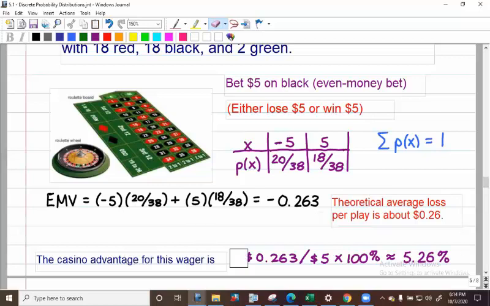I wouldn't ask this on a test or anything, but as a percentage of the $5 bet, you take that divided by $5, and that ends up being 5.26%. I just want to show you that's the theoretical take, the advantage for the casino. In theory, on all bets, they should profit 5.26% on this particular wager. Now, this is negative, so it's bad as an investment.